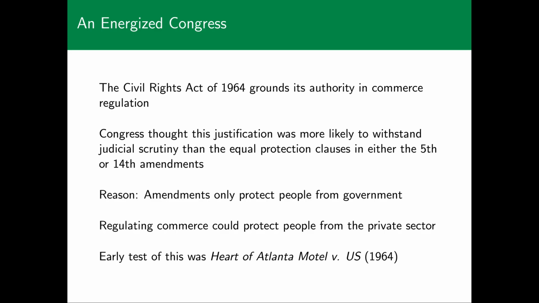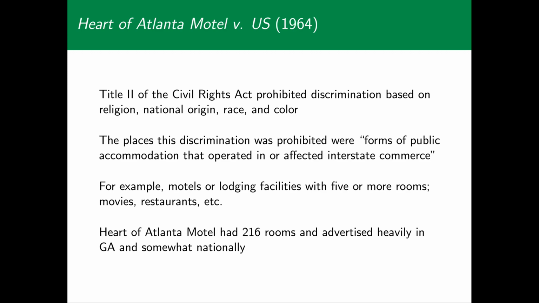Title II of the Civil Rights Act prohibits discrimination on religion, national origin, race, and color. This type of discrimination was prohibited in forms of public accommodation that operated in or affected interstate commerce. So Congress is explicitly using the language the court uses to refer to their commerce authority. Examples of public accommodation are motels, movie theaters, restaurants, but specifically motels with 5 or more rooms. The Heart of Atlanta Motel had over 200 rooms, and they advertised heavily in Georgia, but also elsewhere, mainly in the South, but sometimes nationally.